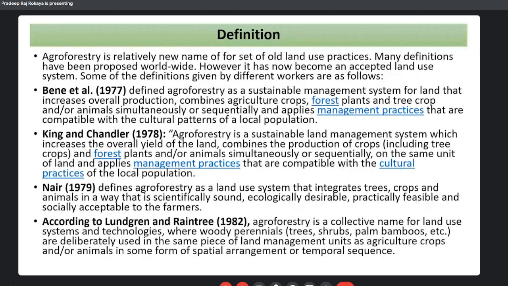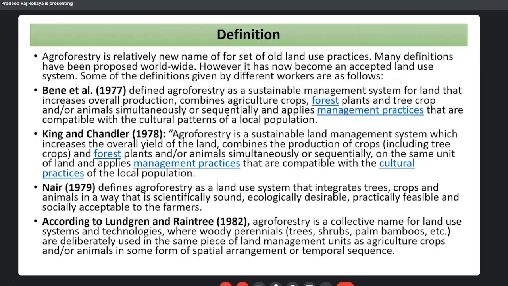Agroforestry is a relatively new name for a set of land use practices. Many definitions have been proposed worldwide. However, it has now become an accepted land use system. Here are some other definitions. The plan defined agroforestry as a sustainable management system for land use that increases overall production, combining agricultural crops, forest land, plant and tree crops and animals simultaneously or sequentially, and applies management practices that are compatible with the cultural practice of the local population.